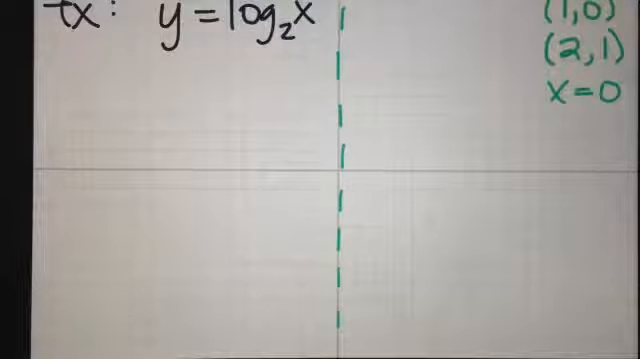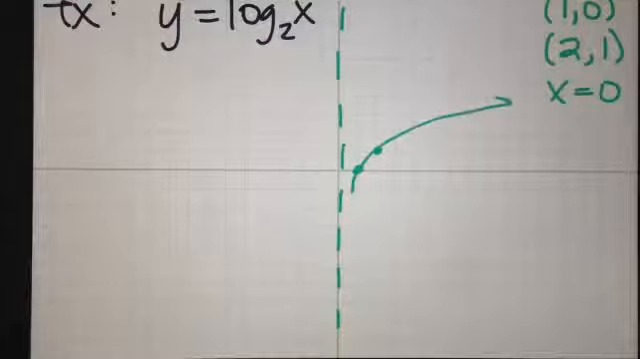And then I have the point 1, 0. And I have the point 2, 1. And then I have my log graph. So you'll notice they look very similar to exponential graphs. They've just been reflected over the line y equals x.